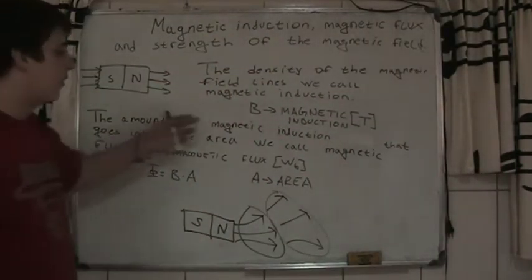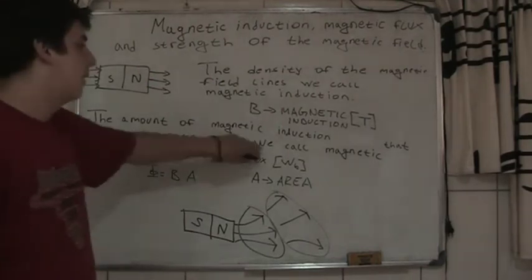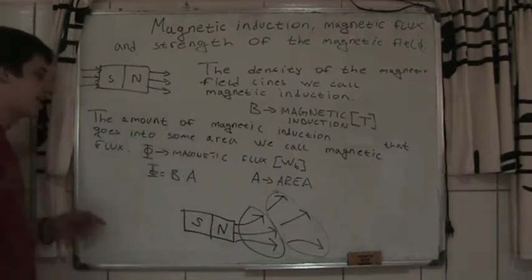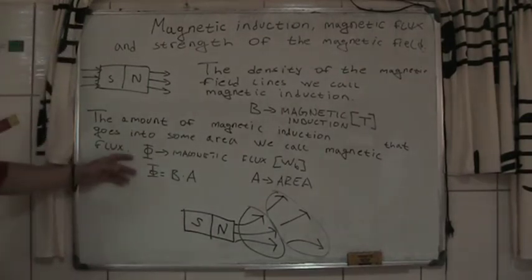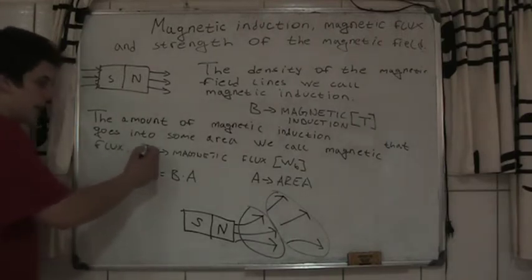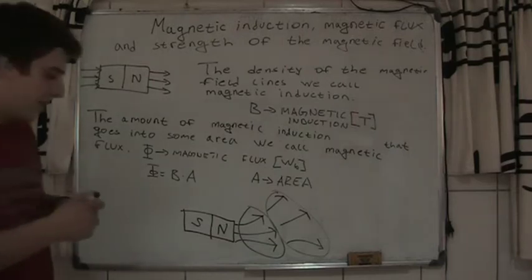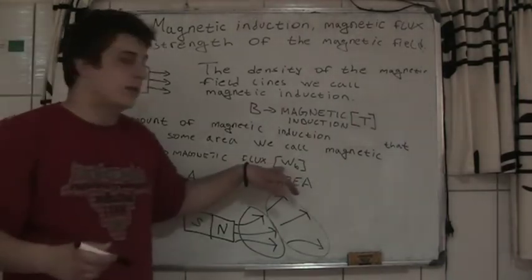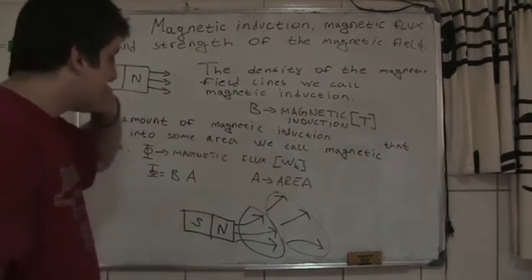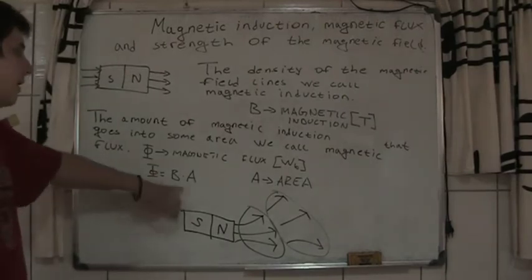The amount of magnetic induction that goes into some surface area we call magnetic flux. Here is the sign for the magnetic flux. This is capital letter Phi. Here you have one line separated, and it's measured in Webers, capital letter W and little b. So the formula for the magnetic flux is B times A.